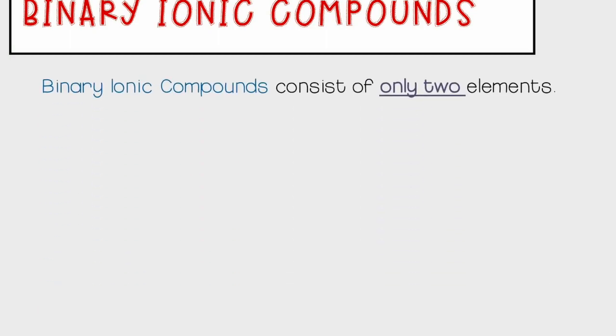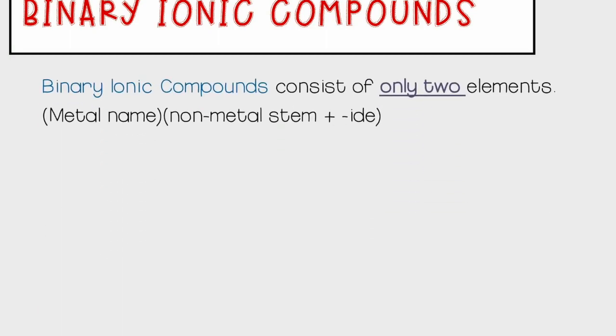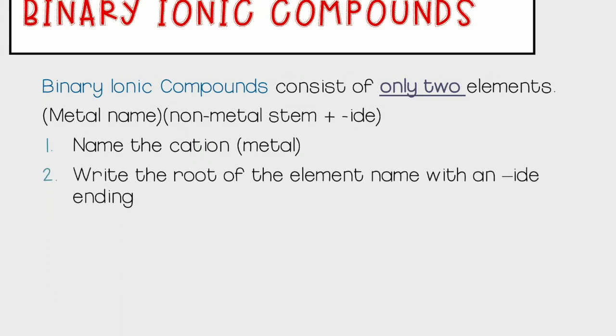So now let's try naming some binary ionic compounds. Binary ionic compounds consist of only two elements, a metal and a nonmetal. To name these compounds, we are going to first name the cation, the metal, and we're just going to use the element name. Then we're going to write the root of the element name for the nonmetal with an IDE ending. So for example, here we have sodium is our metal, chlorine is our nonmetal. So we're going to drop the INE from chlorine, give it an IDE, we have sodium chloride.